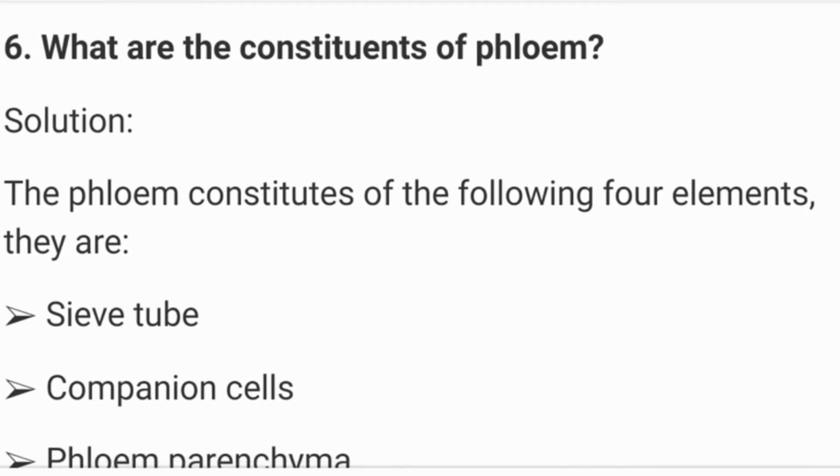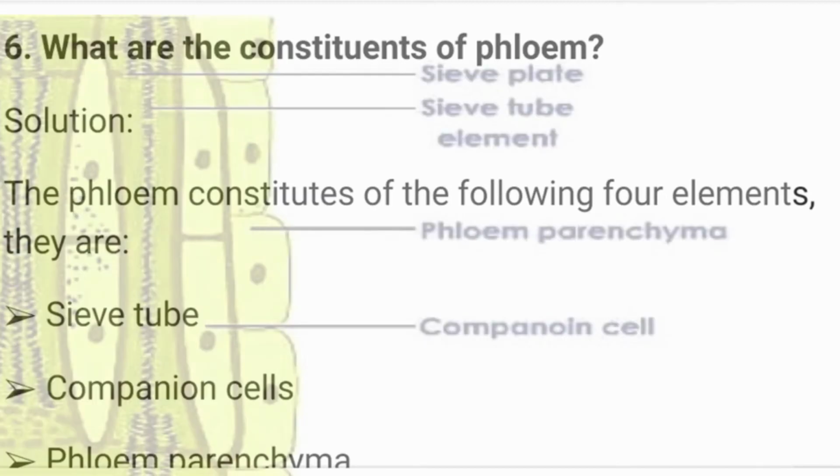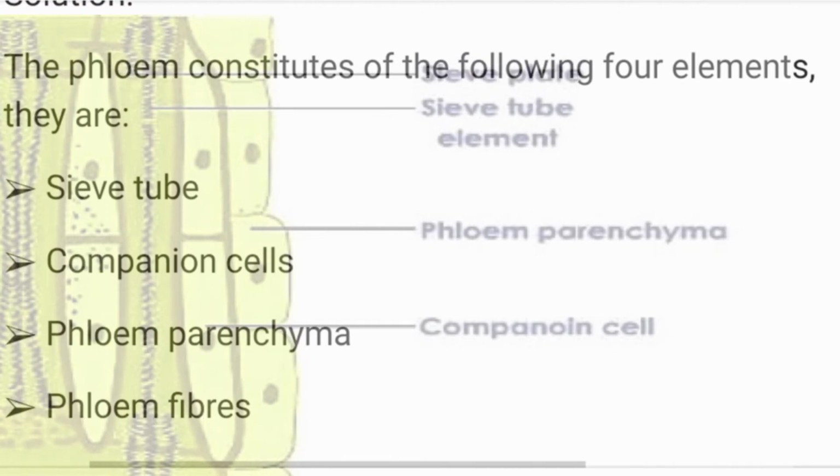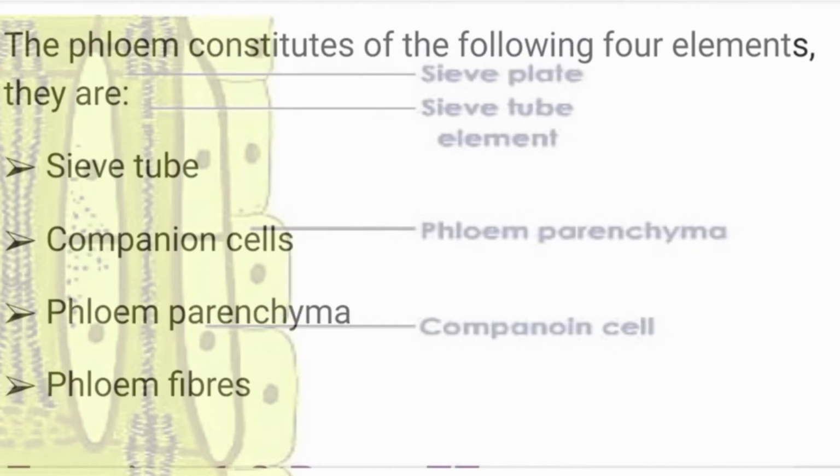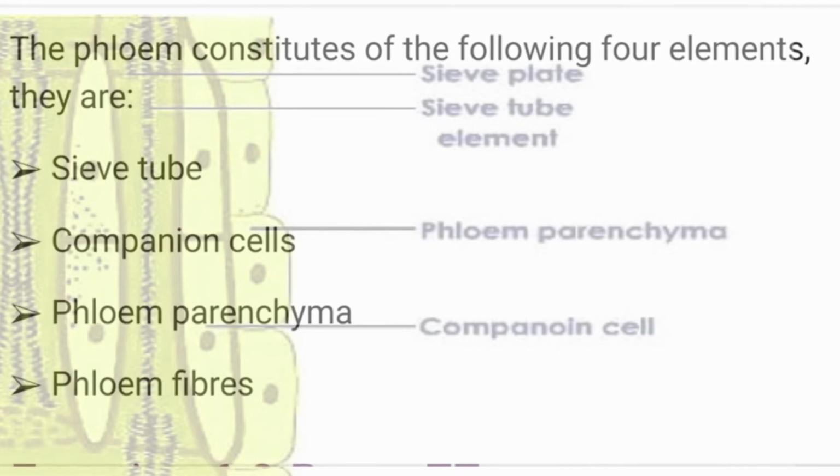What are the constituents of phloem? The phloem consists of the following four elements: sieve tube, companion cells, phloem parenchyma, and phloem fibers. Sieve tubes and companion cells form a network of cells that provide structure, parenchyma helps in the storage of food, and phloem fibers provide support to the plant.